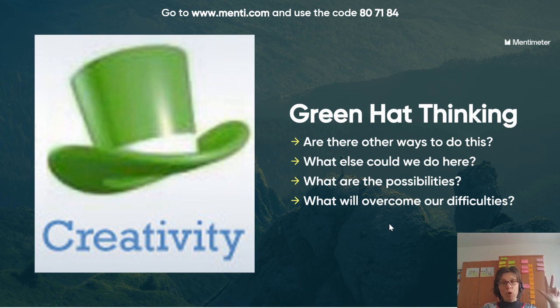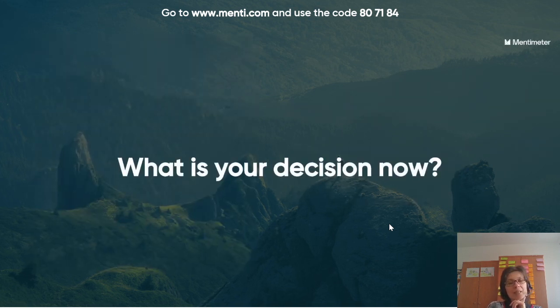And then the red one, your gut feelings. The yellow one, sunshine, happiness, the positive thoughts about this, whether there is anything good about the situation. And then the black hat, your concerns. And the last one, the new ideas you have come up with. So, what about your decision now?